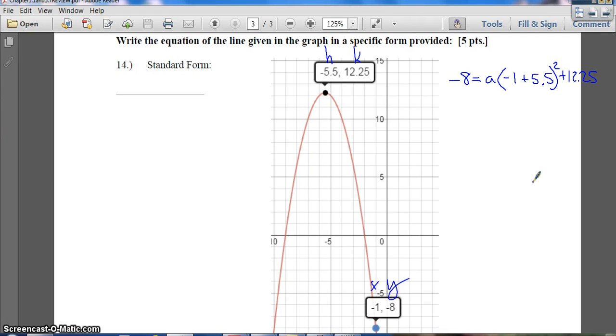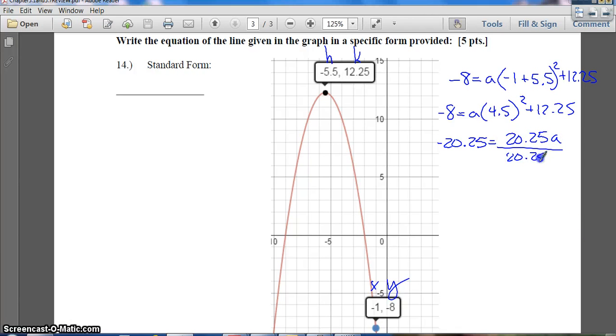Try to get that back on the screen, it's hard to see. So we're going to get a times 4.5 squared plus 12.25. I'm going to subtract 12.25 to get negative 20.25. 4.5 squared is 20.25 times a. Divide by 20.25. a is going to be negative 1.